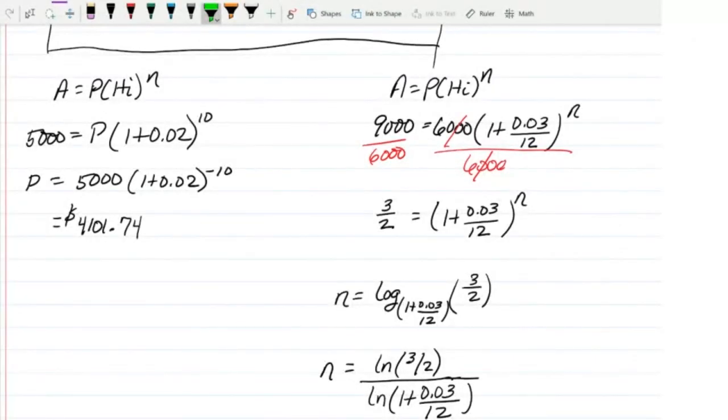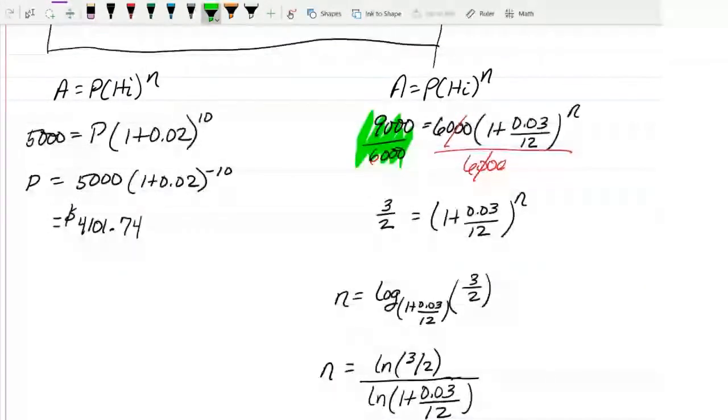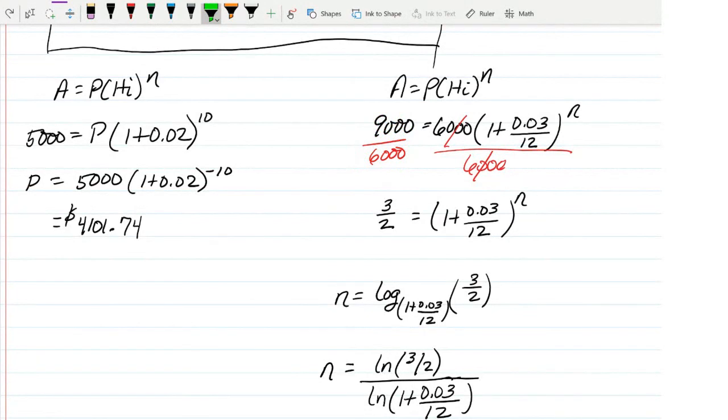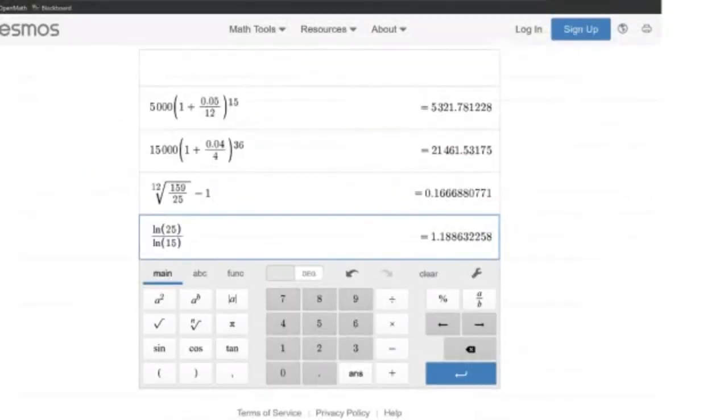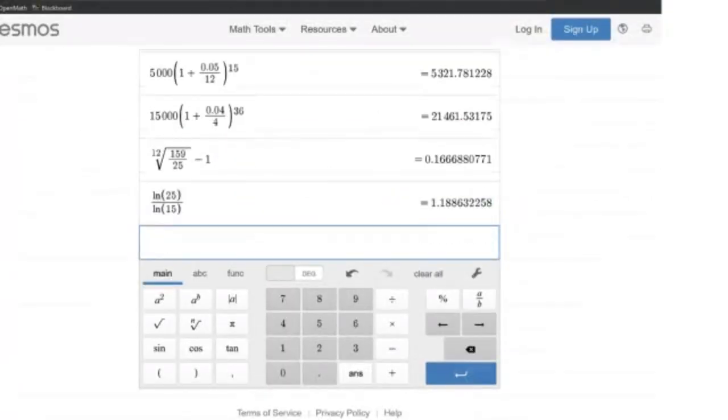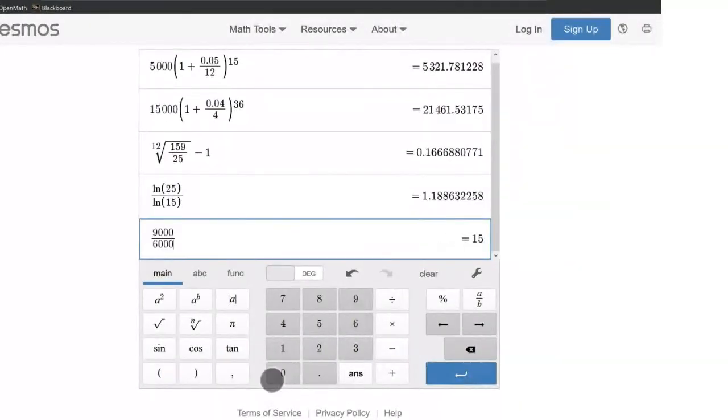I divided by that 6,000. Now, 9,000 divided by 6,000 is kind of a weird fraction, 9,000 over 6,000. I asked my calculator to help me with that. My calculator can reduce fractions for me. I believe the Desmos calculator only gives you a decimal, so I don't really use the Desmos calculator.